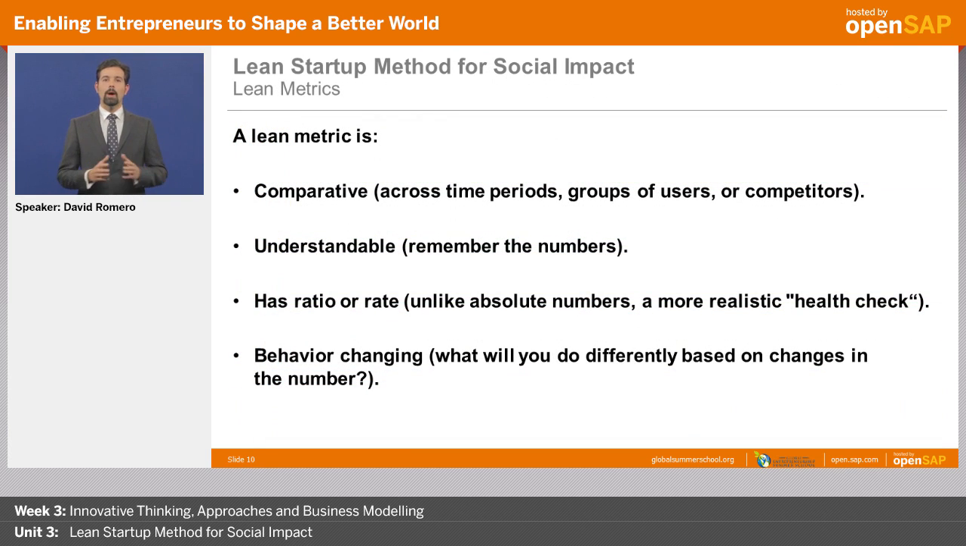We have been talking about experimentation since it's the main driver of the Lean Startup method. This means that we need to be able to measure that our assumptions are actually right. In order to do this, we need to keep in mind what a lean metric is. A lean metric has to be a KPI that is comparable, understandable, that has a ratio rate, and helps us to show a change in behavior. So we can really prove that we are creating social impact with our social innovation.